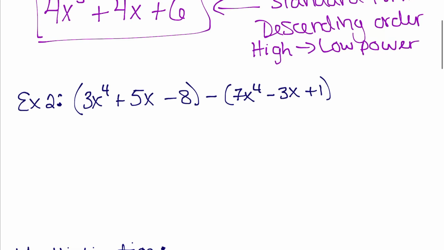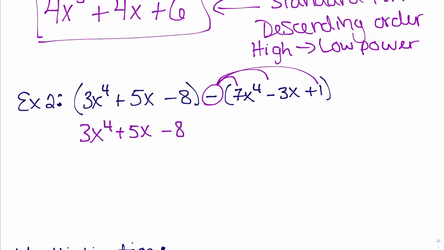The second example here, we are subtracting. So when I think about subtracting, I'm going to think about almost distributing this minus sign all the way across. So I have 3x to the 4th plus 5x minus 8. And then I have a minus 7x to the 4th. Minus negative 3x makes that a plus 3x, and minus positive 1 is minus 1.